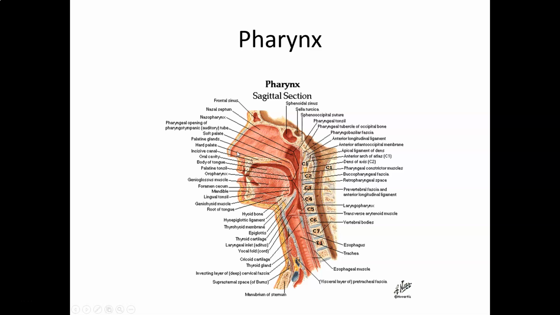Next, pharynx. It's the throat. It's an airway. It is also a passageway for food. So there's different sections of the pharynx. You have the nasopharynx behind the nose, the oropharynx behind the mouth, and then the laryngopharynx behind the larynx.